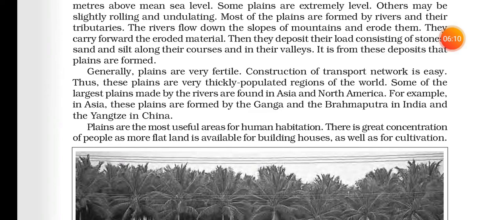As we know, life is very difficult in mountainous areas, and people also want to protect themselves from natural calamities such as earthquakes, volcanic eruptions, storms and floods that cause widespread destruction. That's why people prefer to live in plains.